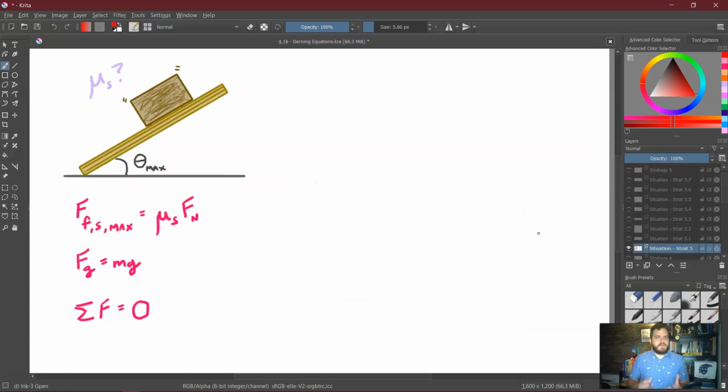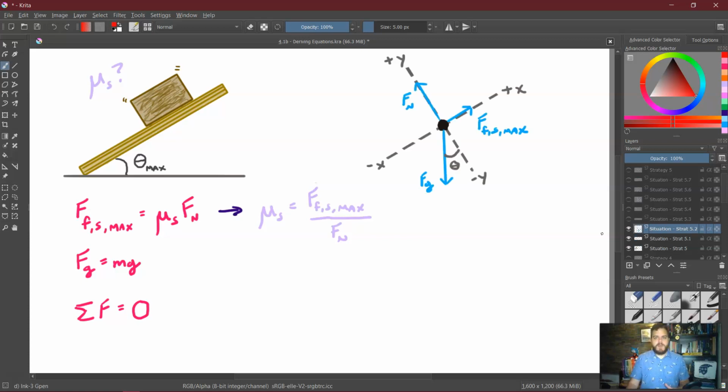So looking at this situation, keeping in mind we want to know, what is the coefficient of static friction? If I manipulate that equation, we know this equation is true. So I can manipulate that for the coefficient, and I can think, okay, I need the static friction force and the normal force, and I can only do this in terms of the angle theta and constants like g. Well, we know how to relate these on an incline, but just in case we don't remember the details, let's go ahead and draw an FBD, and I went ahead and rotated my axes.